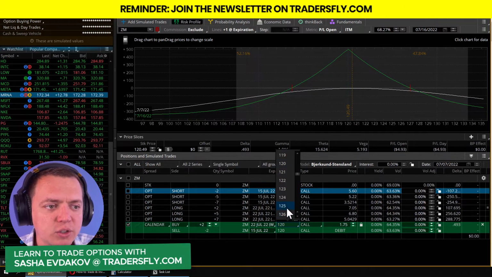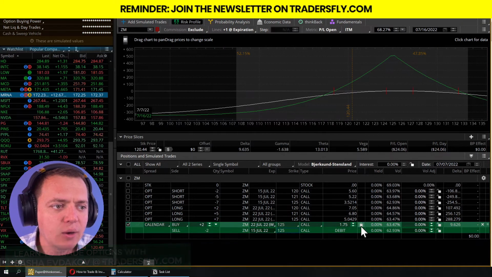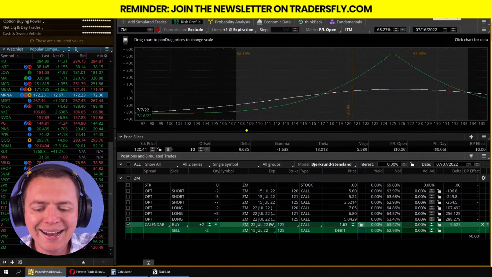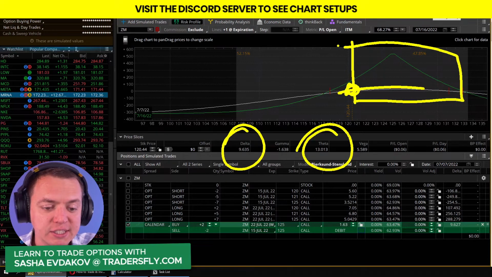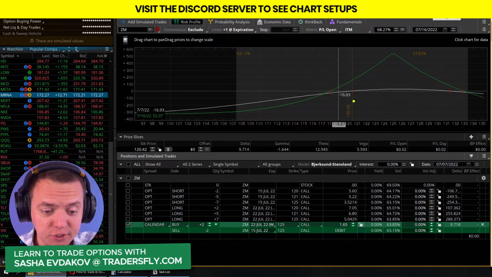Now, if I made this 125, what would happen is I get a more positive delta, and my theta reduces a little, but I've got more range now. So current price is here. I've got more range in this calendar over here. Okay, so if the current price is here, I've got more range this way.